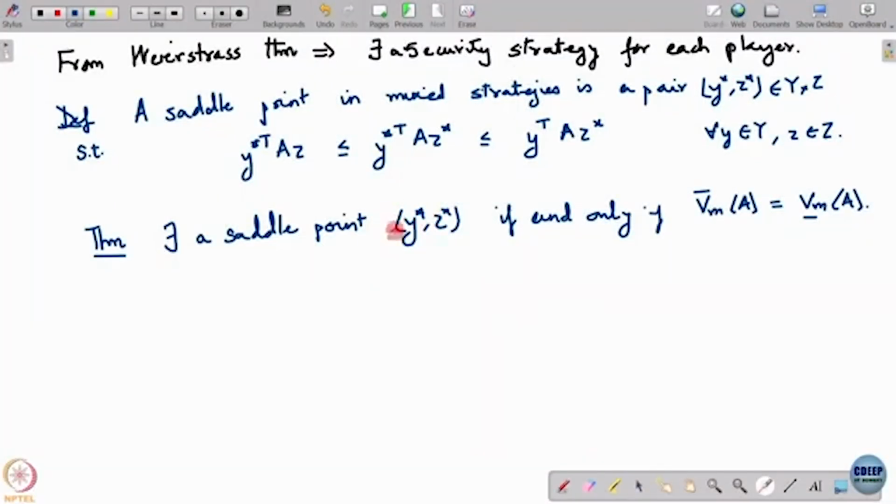Moreover, we will also have all the other properties. If Vm upper bar is equal to Vm lower bar, then saddle points will be comprised of security strategies, and every pair of security strategies is a saddle point. All of that will also hold. But remember, all we are saying is that there exists a saddle point if and only if this holds. We just defined what a saddle point should be, and we can find one if and only if this equation holds.